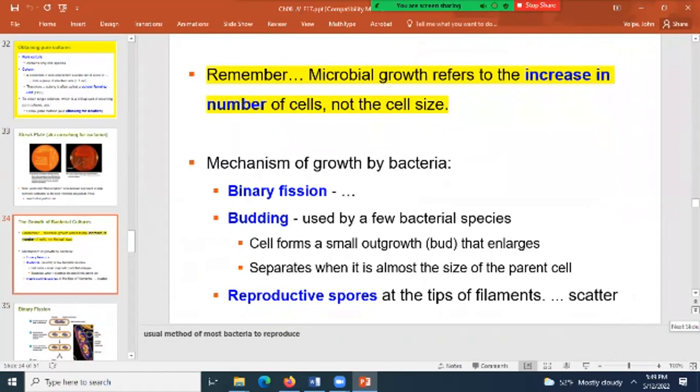All right. The growth of bacteria usually happens by binary fission, where one cell splits into 2. But there are a few species that actually grow by budding, where a cell forms as an outgrowth, a bud of the parent cell, and then that bud grows, it enlarges. The bud will eventually separate from the parent when the bud grows to almost the same size as the parent cell. There are also a few bacteria that grow by reproductive spores.